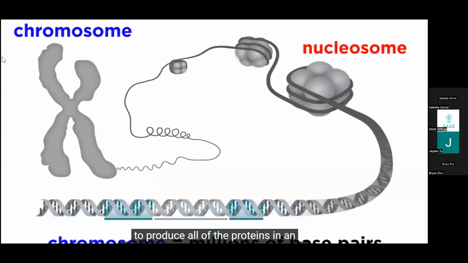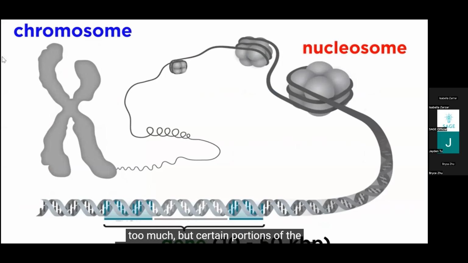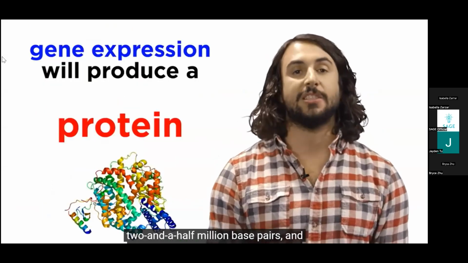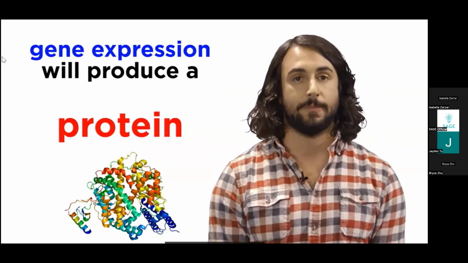A chromosome is a very long molecule, consisting of many millions of base pairs. Most of these bases don't do too much, but certain portions of the chromosome are special. They are called genes. These are the parts that code for different things. In a human, a gene will be on average around 10 to 50,000 base pairs long, though the longest is 2.5 million base pairs. And when a gene is expressed, a specific protein is produced.